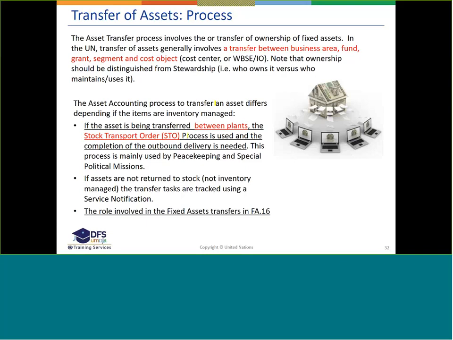So as you can see on the screen, normally for fixed asset transfer between different missions or different plants, in general, there should be an STO, which is the stock transport order. Why? Because if we are moving one asset from one mission to another one, there should also be a logistics process, right, to send the element physically from one mission to another. So normally you should have an STO, but if you don't have an STO, you need to have, let's say, a notification.